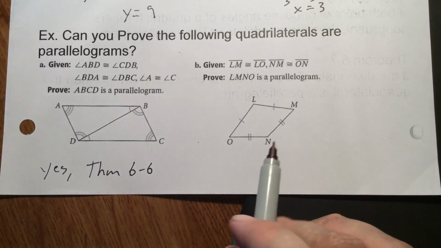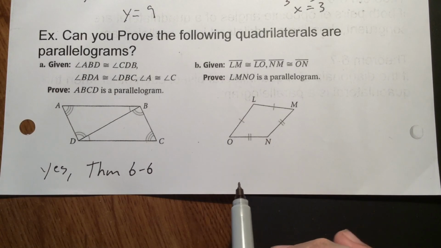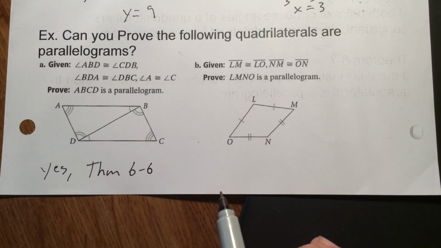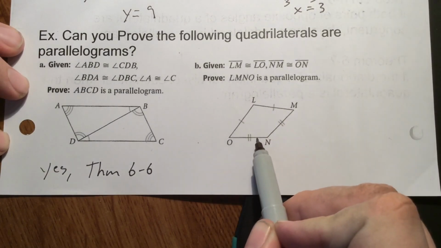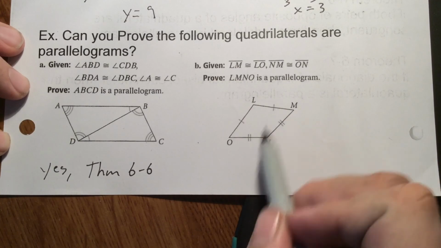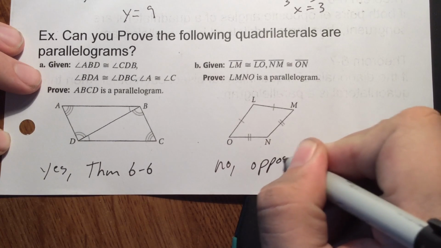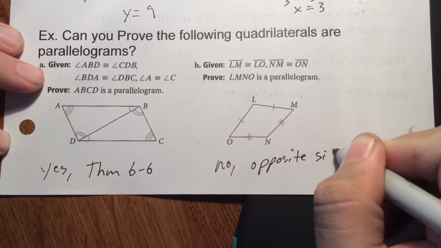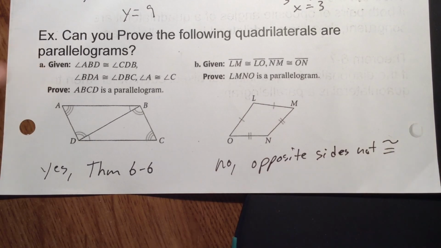Well, what's going on here? Well, in order for it to be a parallelogram, now you can look at it and go, well, that kind of looks screwy. And yeah, it does look screwy. Because in order to be a parallelogram, opposite sides have to be not only parallel, but also be congruent. Opposite sides are not congruent. So you would say no, opposite sides not congruent. And that is it.